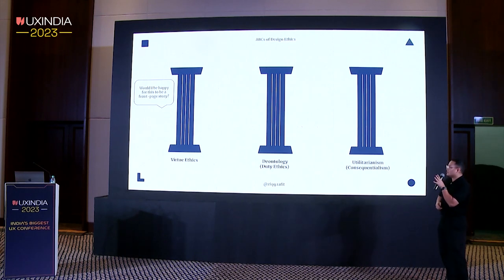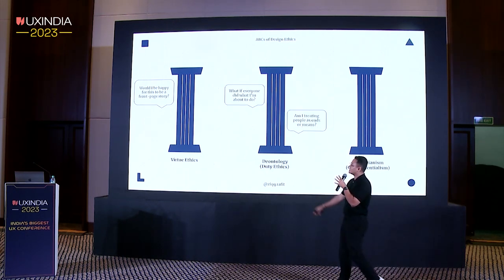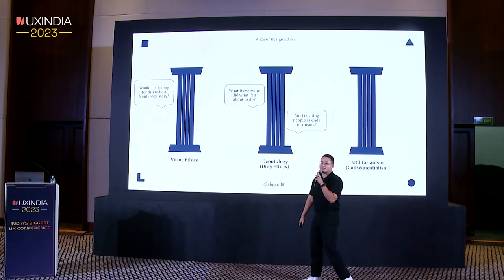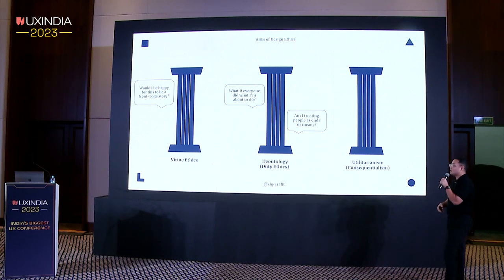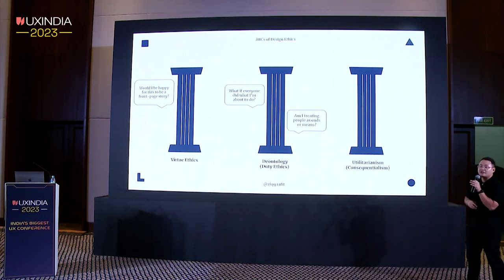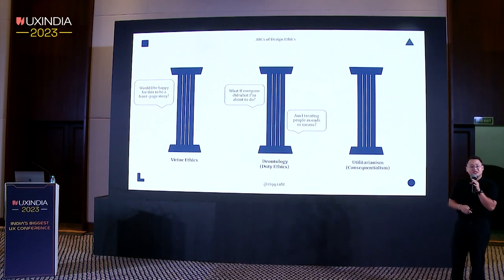So the few things that you can think about or ask yourself when thinking about the pillars, for instance, virtue ethics, you can ask yourself, would I be happy for this to be a front page story when we're designing something? Duty ethics, we can think about, what if everyone did what I'm about to do? Am I treating people as ends or means?